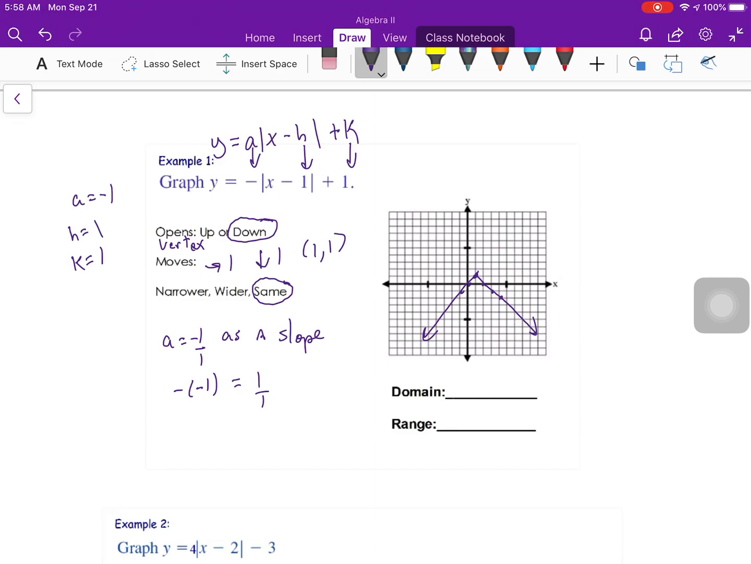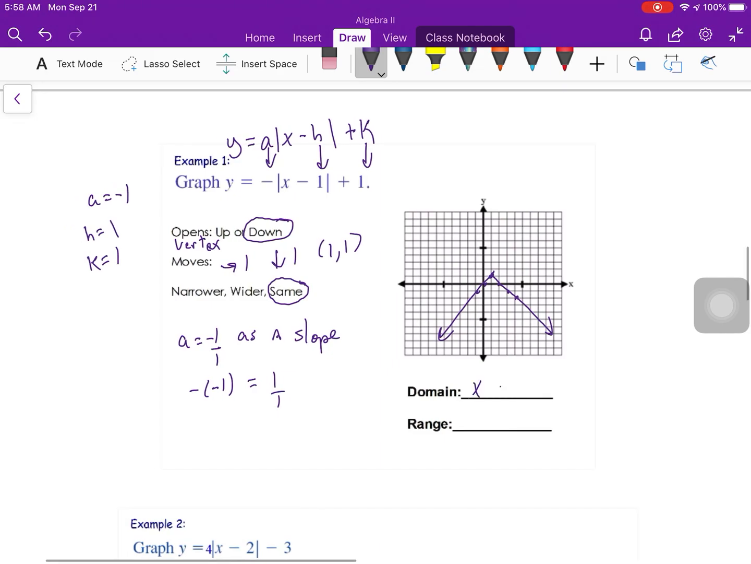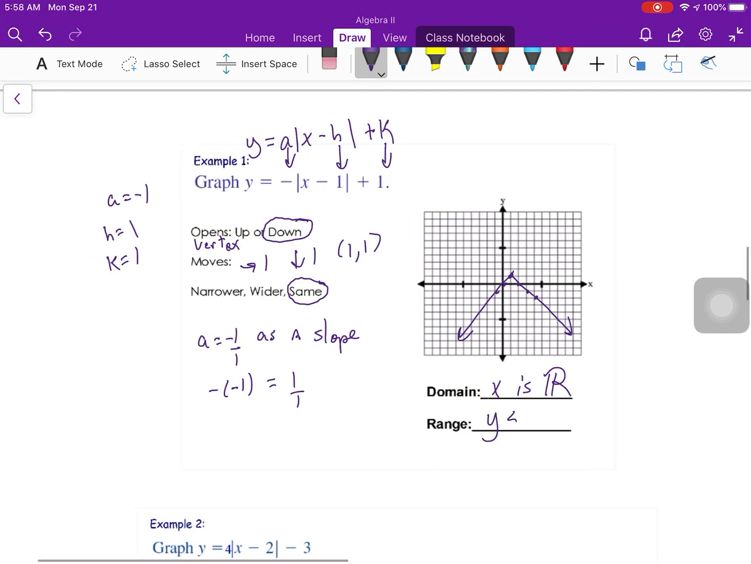Okay, good. So now my domain, like I said, all these are going to be x is, and you'll see me write this double-lined R, all real numbers. Every single number works for the function. But now it flipped upside down. So now y is less than, so I do have some negative numbers, and equal to, now the highest point on my vertex is 1, so y is less than or equal to 1.